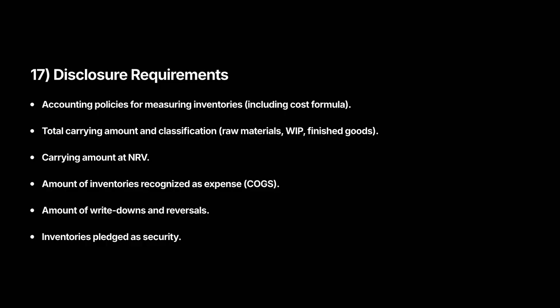Disclosure requirements. Disclose your inventory accounting policies, including the cost formula used. Report total carrying amount and classification, raw materials, WIP, finished goods, stores and spares. Disclose inventories carried at NRV. Amount of inventories recognized as expense, COGS, write-downs and reversals, and inventories pledged as security. Clear disclosure helps users assess inventory quality.